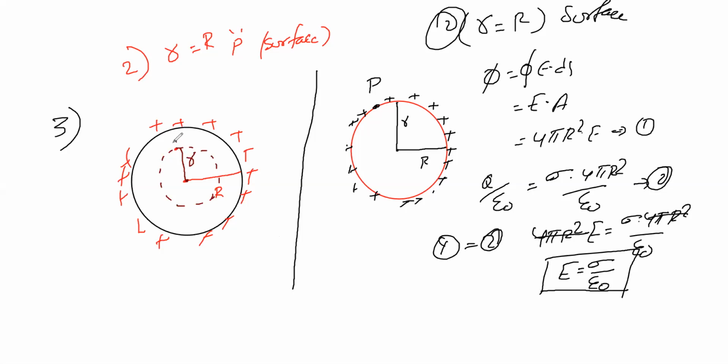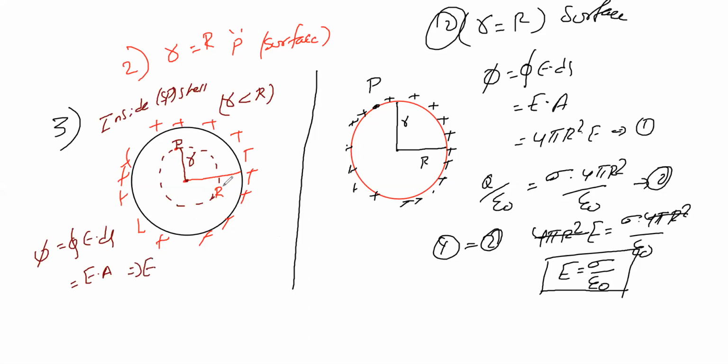So this point P lies inside the spherical shell. That means smaller r is less than capital R. Now, third case, remember, smaller r is less than capital R. Now we'll see the relations. So here flux phi is equal to closed integral E dot ds, which is equal to E into area. For this radius, the area is 4 pi capital R square. So this is the first equation.